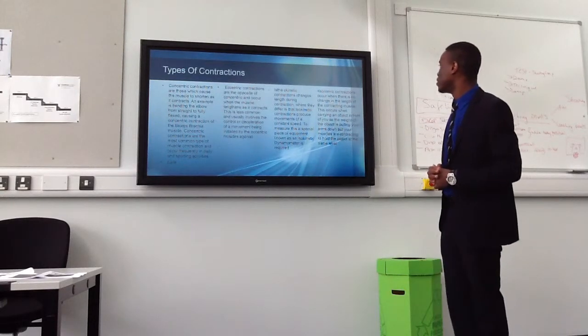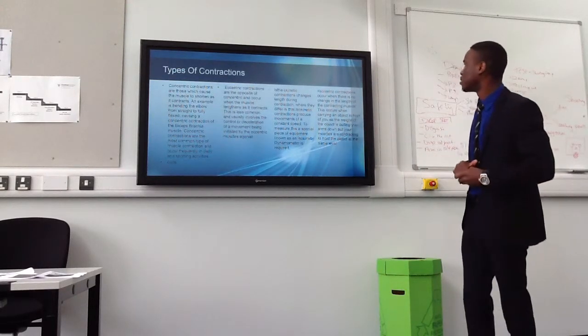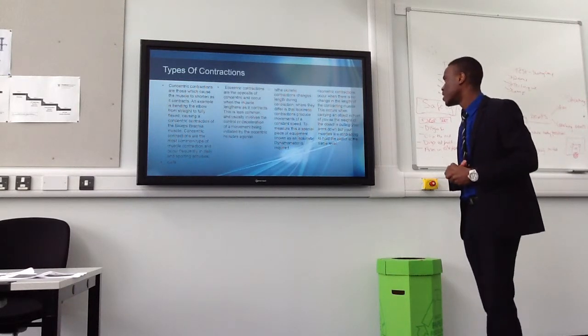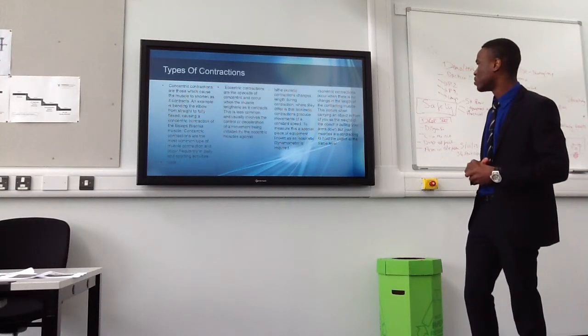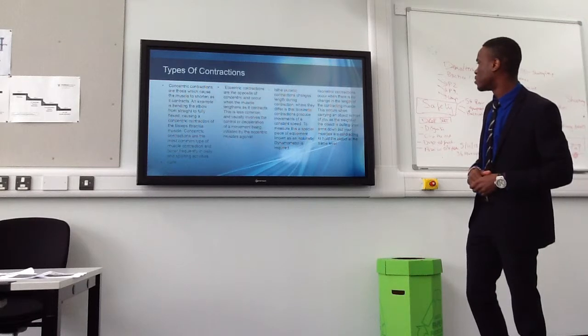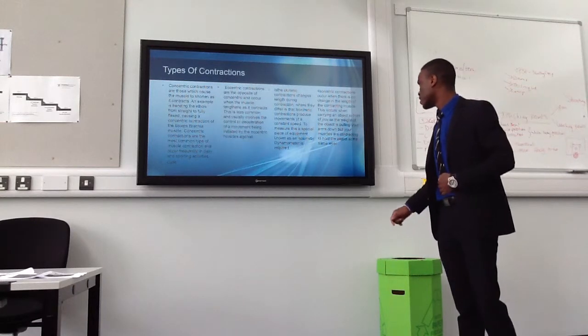Isometric contractions occur when there is no change in length of the contracting muscle. This occurs when carrying an object in front of you, as the weight of the object is pulling your arm down, but your muscles are contracting to hold the object at the same level.